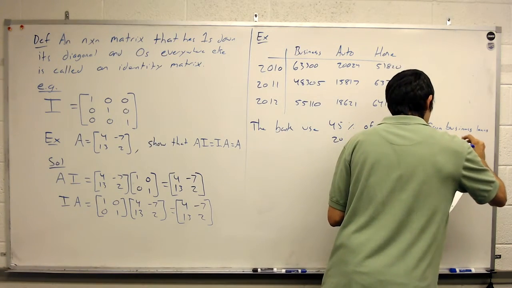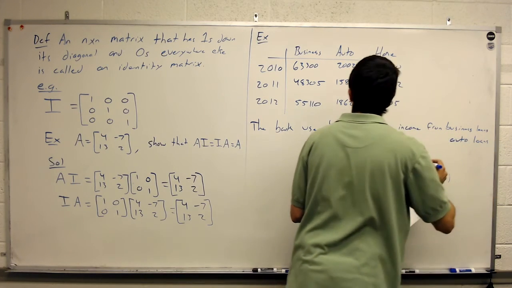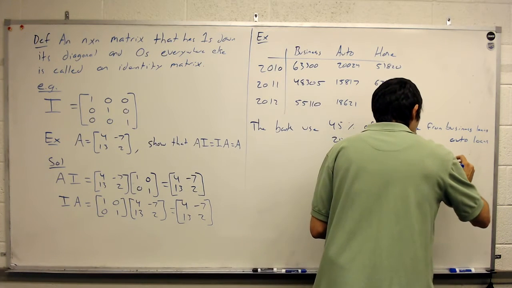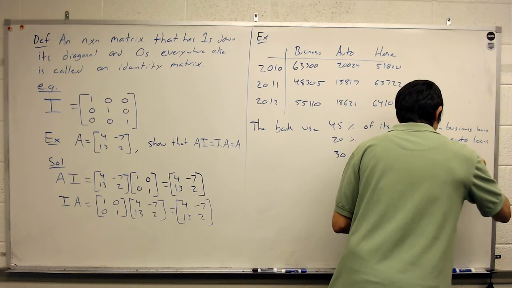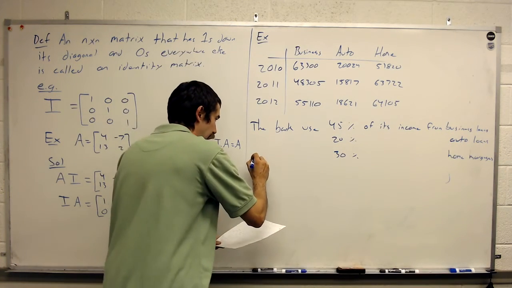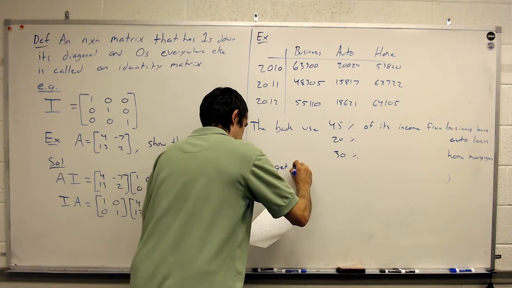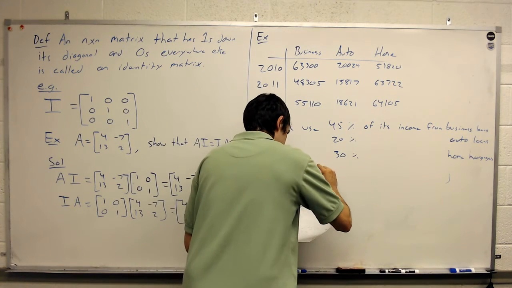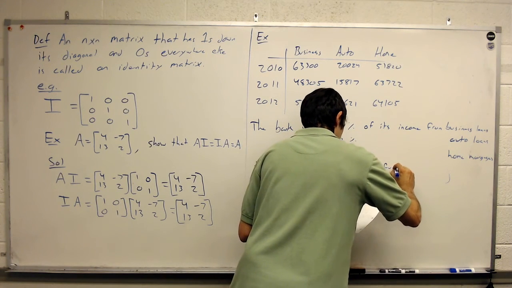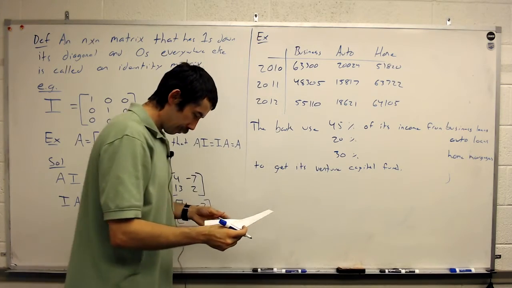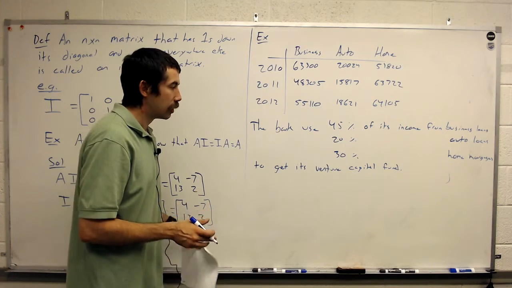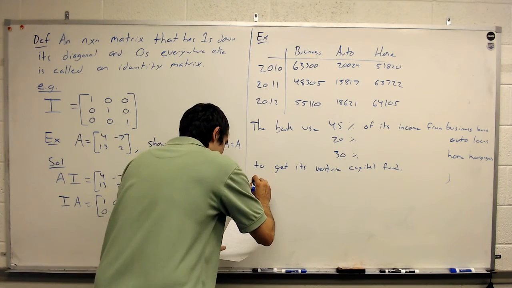20% from the auto loans, and 30% from its home mortgages, to get its venture capital fund. Okay, and so what we want to do is we're going to use matrix multiplication to find available capital each year.